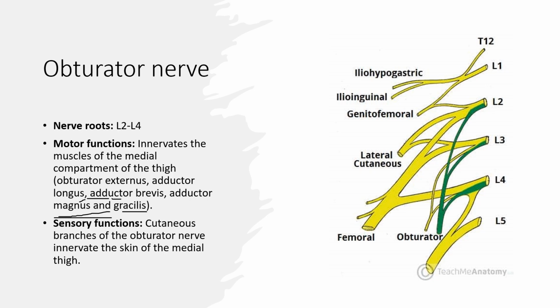Now the sensory functions. The cutaneous branches of the obturator nerve innervate the skin of the middle thigh. And what did we discuss about the femoral nerve? We discussed that the femoral nerve has two branches, the anterior cutaneous nerve and the saphenous nerve. The anterior cutaneous nerve innervates the anterior compartment of the thigh cutaneously, and the saphenous nerve gives innervation to the leg and foot.